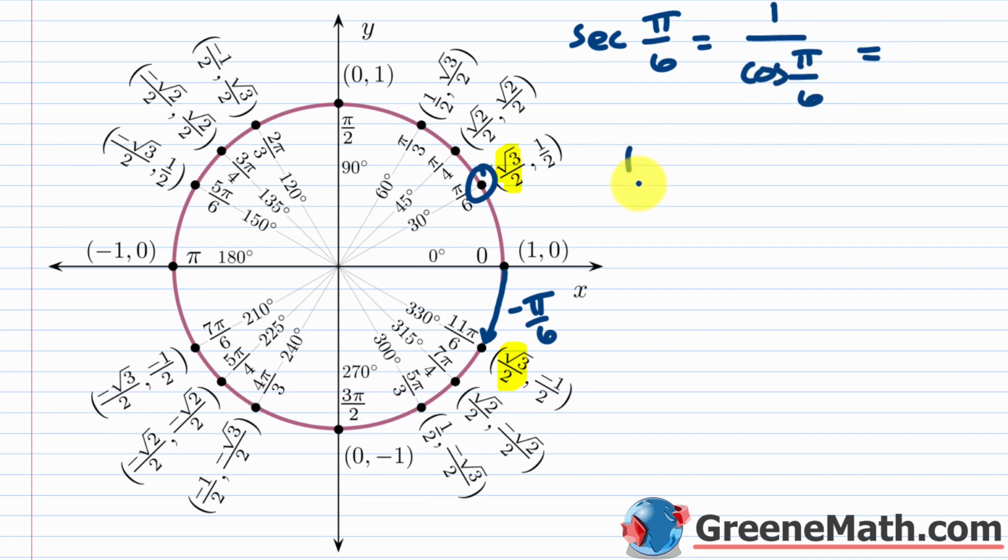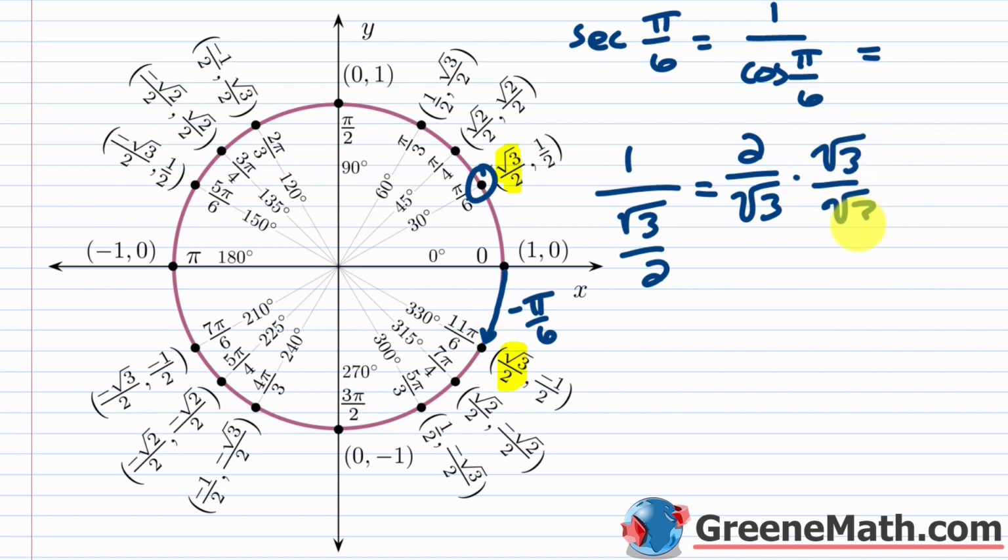And of course, this is 1 over the square root of 3 over 2. And so this would be equal to, you're just going to flip this and say this is 2 over the square root of 3, and then multiply it by the square root of 3 over the square root of 3 to rationalize the denominator. So you get 2 times the square root of 3 over 3. And again, this would be for pi over 6 or negative pi over 6.